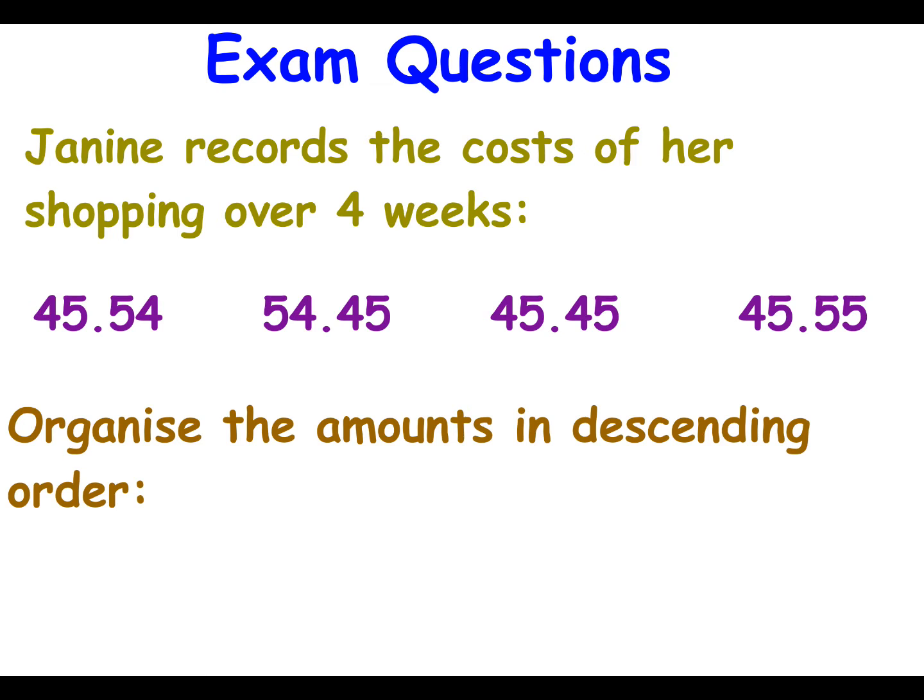Janine records the costs of her shopping over 4 weeks, and here are the 4 amounts. Organise the amounts in descending order, so from high to low. Remember our buzzword, descending. So we need to find the biggest value. So this time look at your whole numbers, and the biggest whole number is 54. All the others are 45. So our biggest value is 54.45.